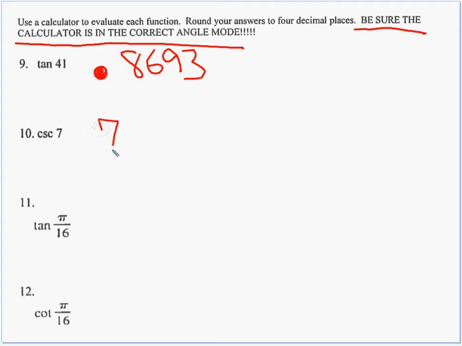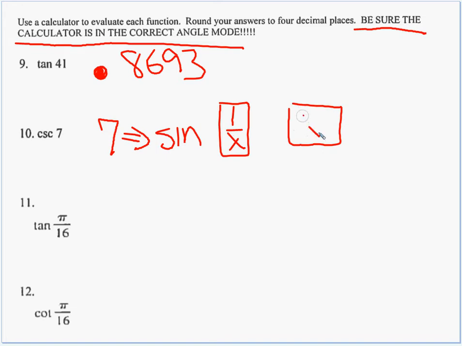Now, cosecant is not a button on the calculator, but its reciprocal is sine. So you're going to take the sine of that angle and get the answer, but you want to flip that over with the 1 over x key, or remember the blue TIs might have it as x to the minus 1 power. So we're going to take the sine and flip it over. You should get 0.1989.